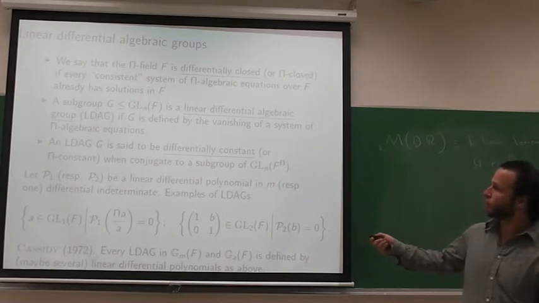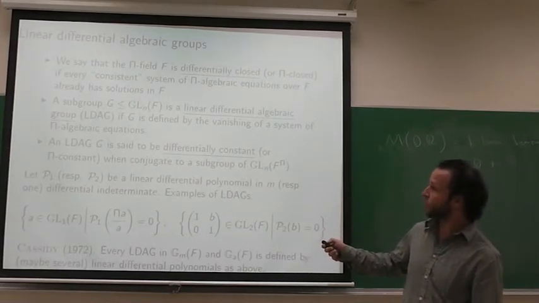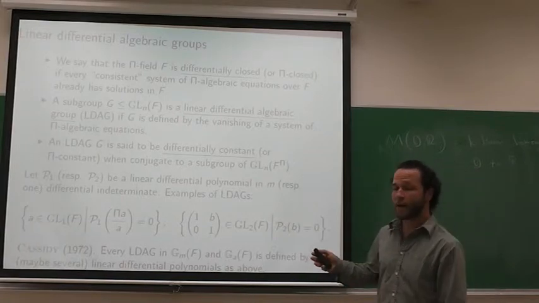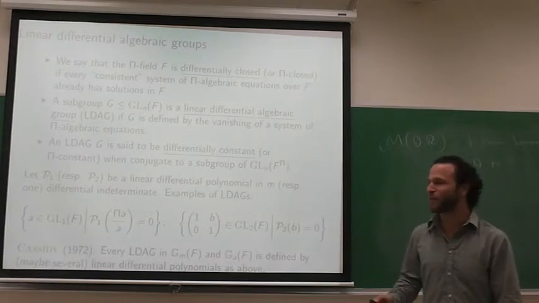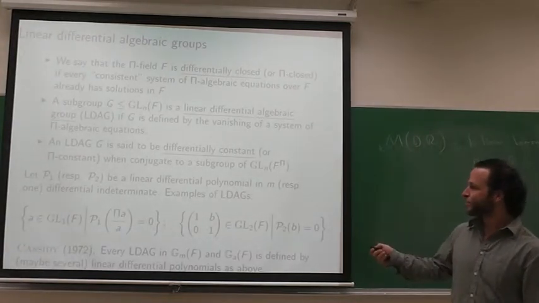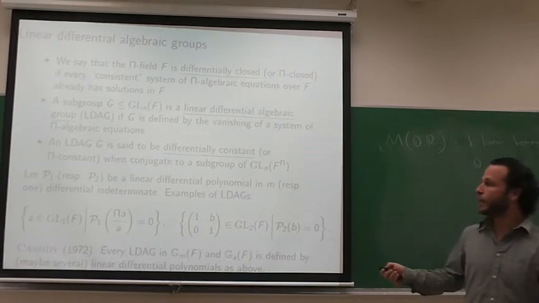So a linear differential algebraic group is a subgroup of GL_n(F) that's defined by pi algebraic differential equations. Pi algebraic equations. They don't have to be linear. So it's the differential analog of an algebraic group.